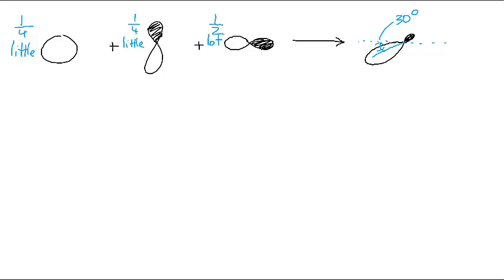When you do these actual combinations, the fraction of each orbital that you use has to add up to 1. So I'd take a quarter of the s orbital, a quarter of the p that's going up and down, and then half of the p that's going left and right, and it would result in this other orbital.